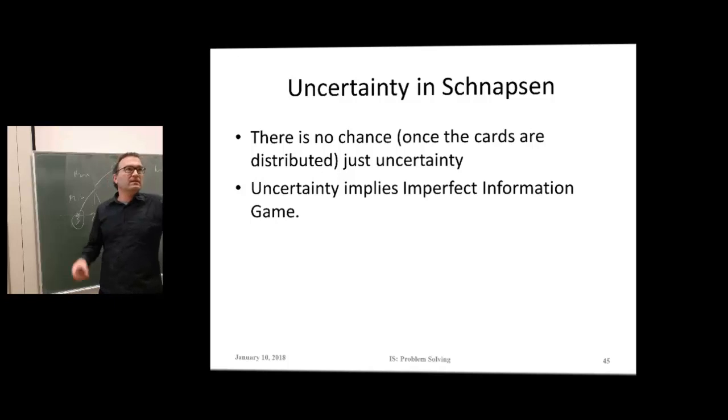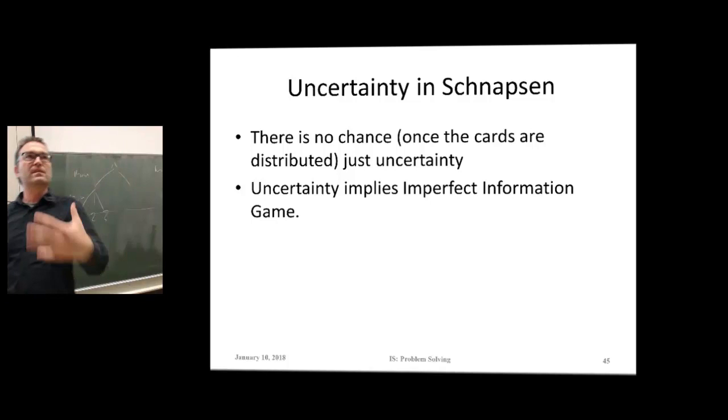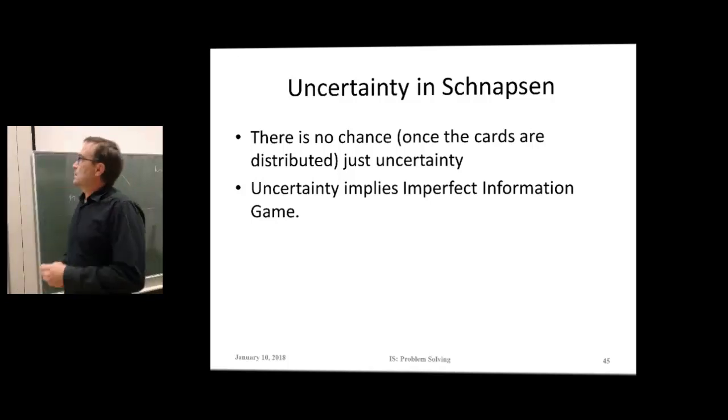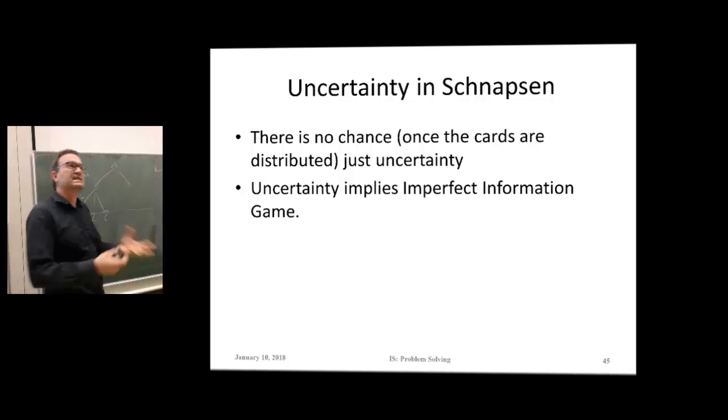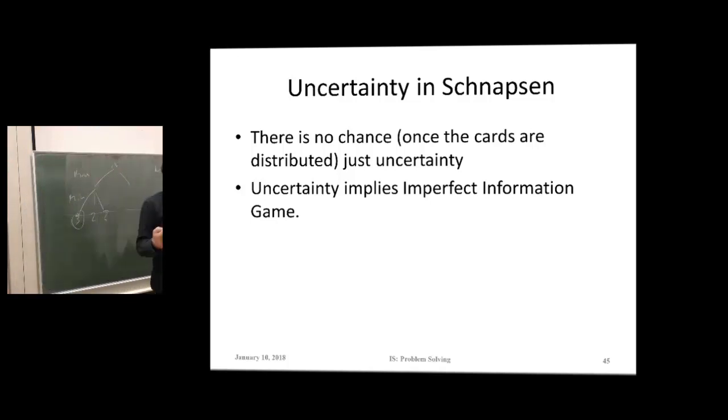So there is one element of chance in the beginning, when the cards are distributed. But after that, we have no element of chance, we have no uncertainty. The game engine always knows in which state the game is in. And the uncertainty comes from the imperfection of the information that we have about the game. We have to deal with this uncertainty, and we do this by thinking in the same way as we do with the belief states.